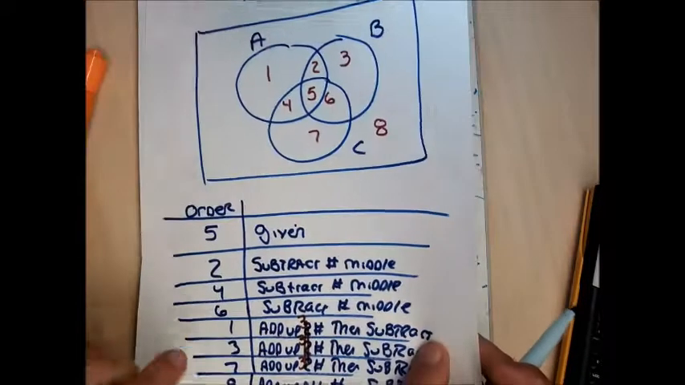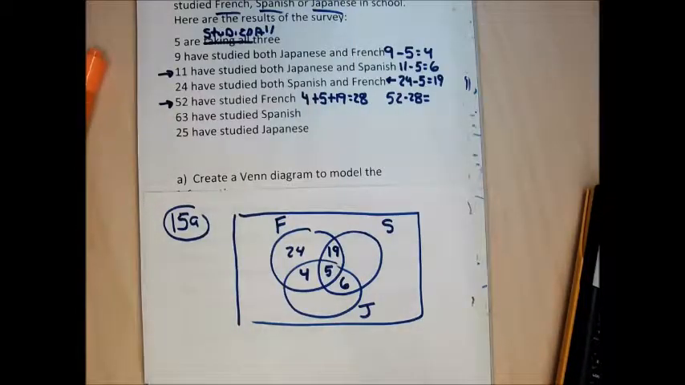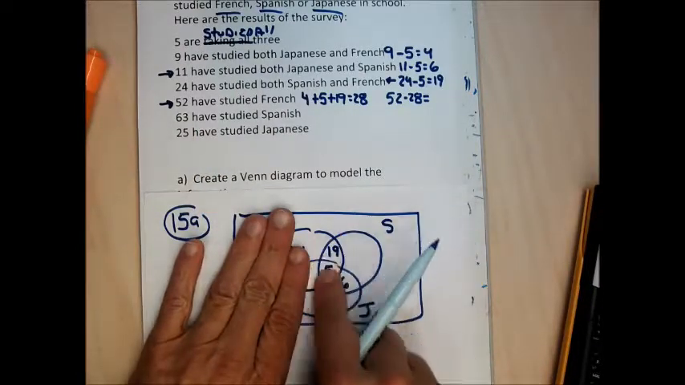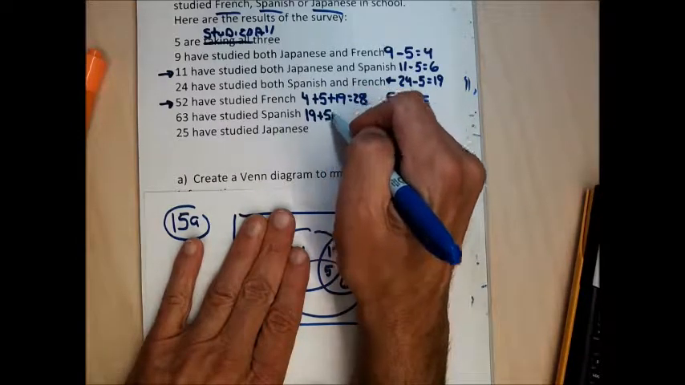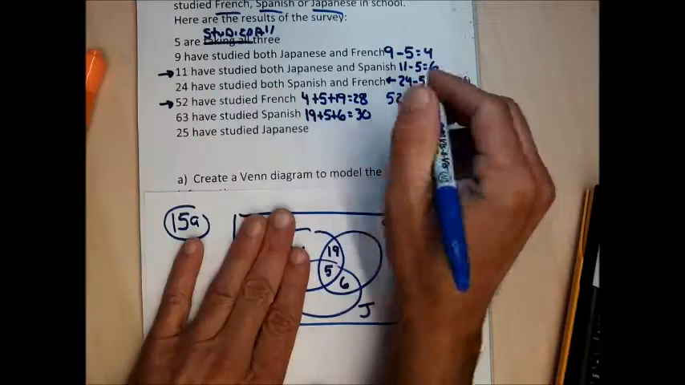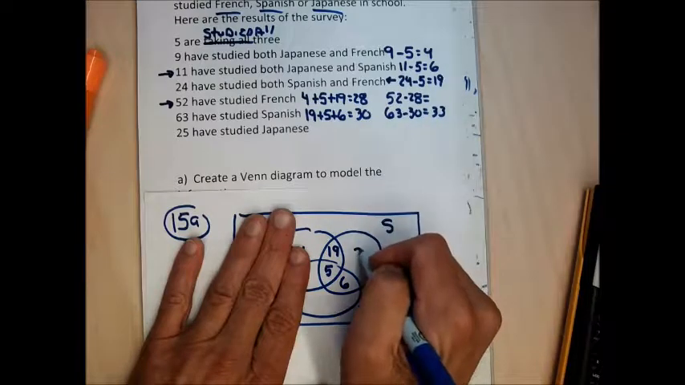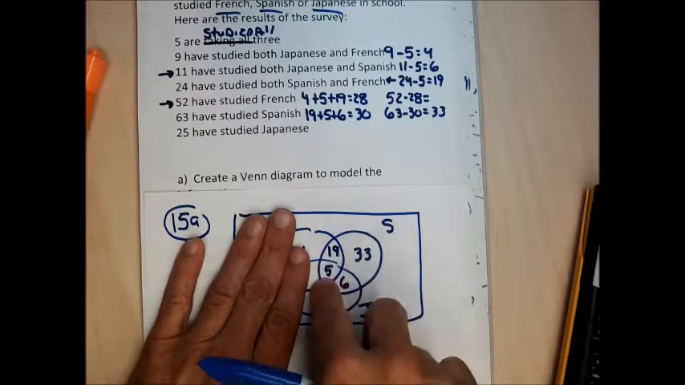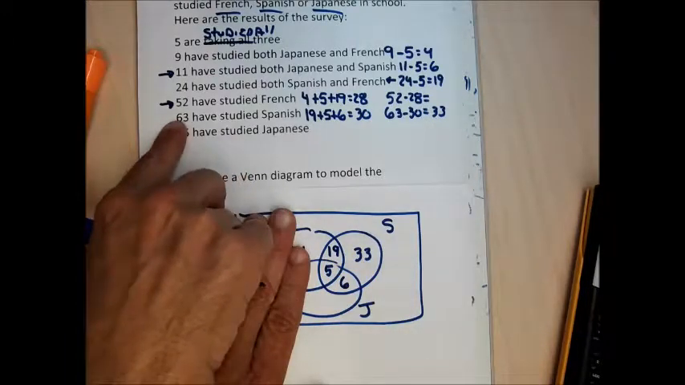Next thing I'm going to move on to is region 3. I'm going to add up 3 numbers and then subtract. For region 3, because it's in the Spanish circle, I'm going to take the Spanish numbers. I'm going to look at my Spanish circle. The 3 numbers inside my Spanish circle are 19, 5, and 6. And if I add those up, those add up to 30. And then I'm going to subtract 63 minus 30 and get 33. If I add up all 4 of these numbers, 33 plus 19 is 52, 52 plus 5 is 57, 57 plus 6 is 63. There's the 63 that have studied Spanish.